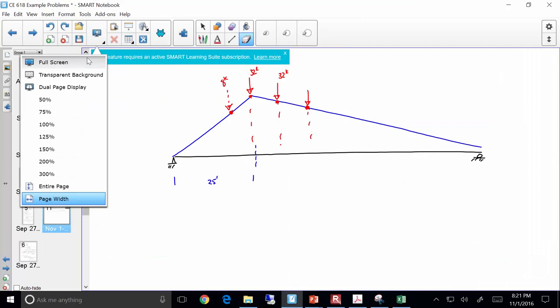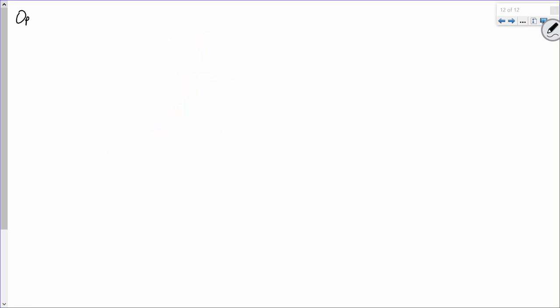Okay. Let's look at option one. And this is changing flange thickness. Okay, so here's how this is going to work. Let's say you've got to cut four flanges out of some plate. So you've got four girders and you've got to cut four flanges. And you've decided to make the flange thicker.